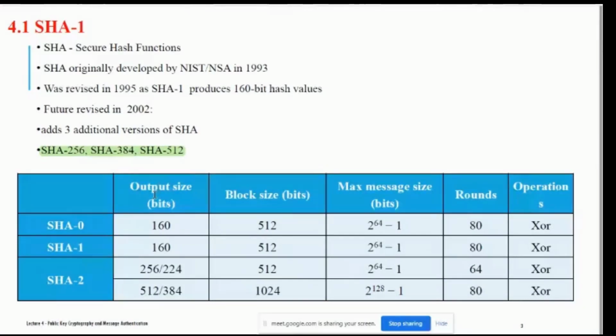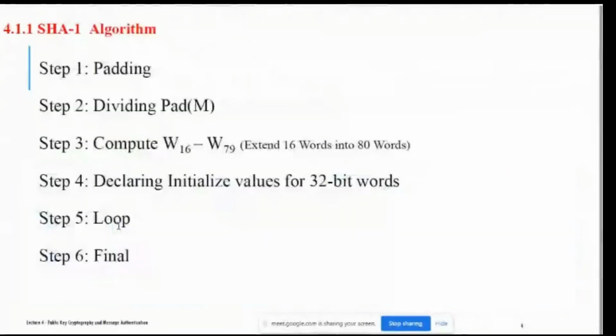They are changing the block size, the maximum size, and the number of rounds, but the basic operation is the exclusive OR operation. There is no change in it. There are a lot of algorithms available and we are not going to study everything. If you study any one algorithm, almost the same thing applies. Only the number of rounds, the input block, and the length of the output block change.